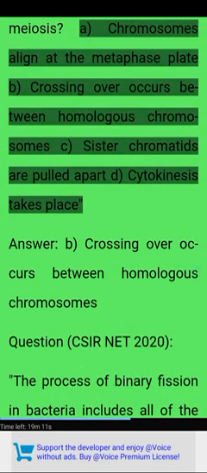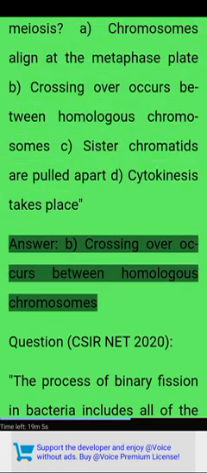B. Crossing over occurs between homologous chromosomes. C. Sister chromatids are pulled apart. D. Cytokinesis takes place. Answer: B. Crossing over occurs between homologous chromosomes.